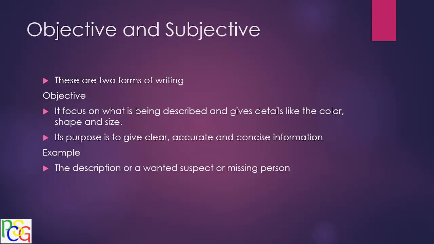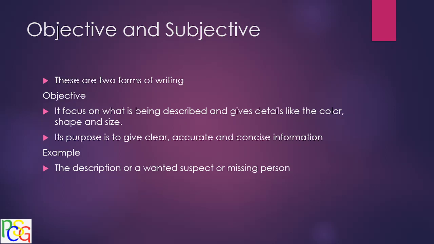Next, I have objective and subjective. So I've talked about the way that they can be used to influence the reader. Now I want to talk about the different, what you would refer to it as, because the first one is actually objective and the other one would be more subjective. So objective, two forms of writing. Objective focuses on what is being described and gives details like color, shape, and size. So when I'm writing in this manner, and this is a very, very expository writing style or form, I would just say things as they are, right?